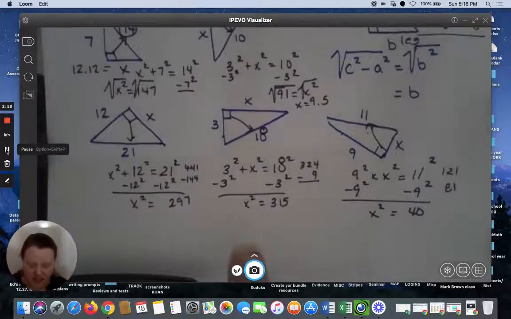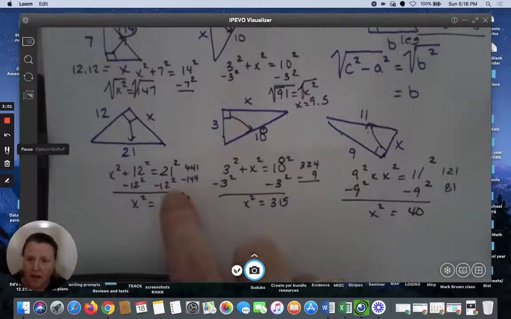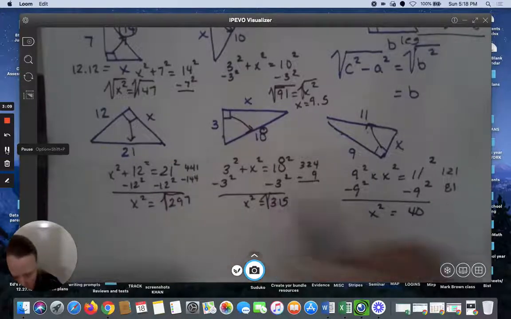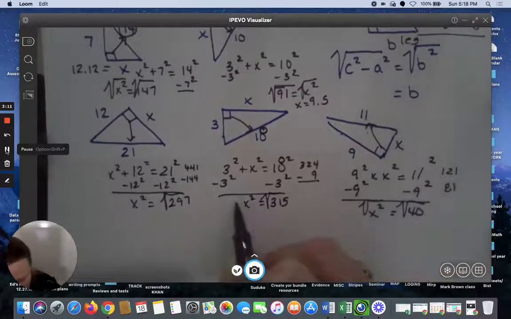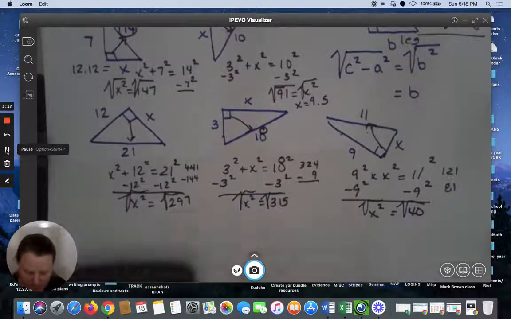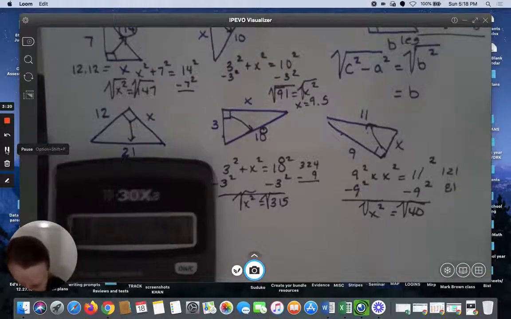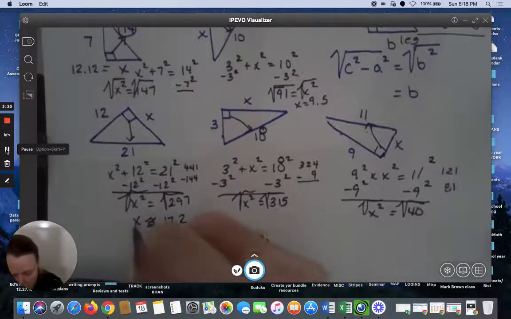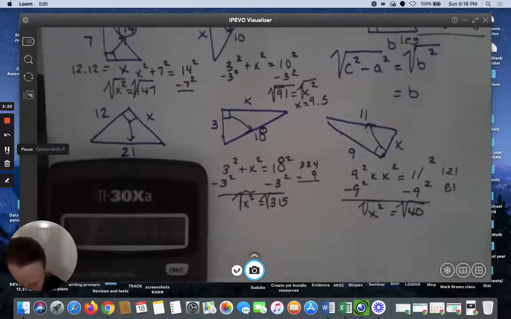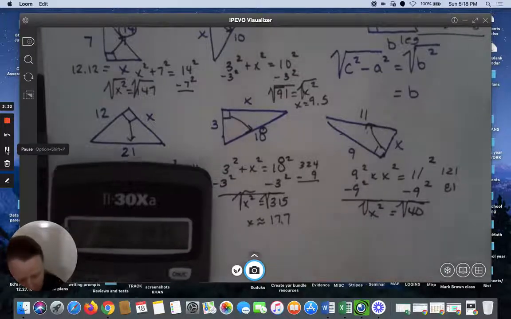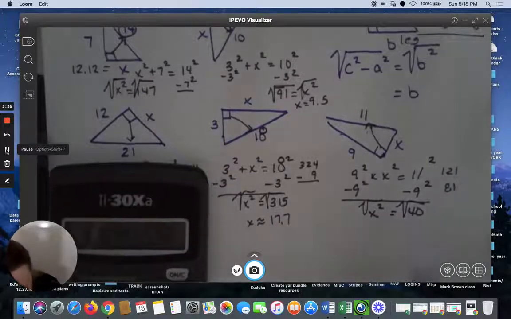Okay, so I've done the calculations. I have taken the hypotenuse squared minus the leg that I know squared to find out what the answer squared is. And so the very last step is to take the square root of each one of these so that I can come up with the decimal approximation. If I wanted the exact answer, I would already be finished. The square root of 297 is the answer, and if I wanted to change that to its decimal equivalent, it would be 17.2. And if I did the same thing for the next one, the square root of 315 is roughly 17.7, and the square root of 40 is going to be 6.3.